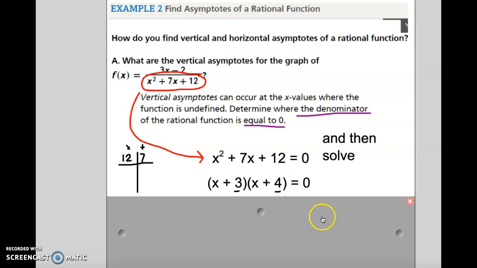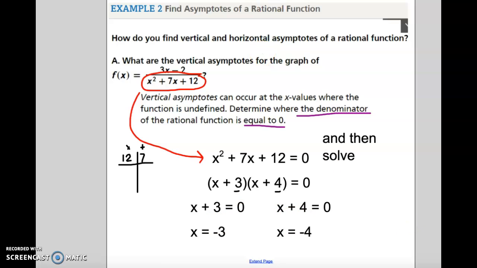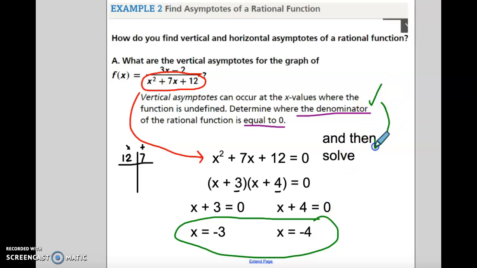And then that last property we have to use is called the zero product property. That's how I solve for each of these x's. It tells me I need to set them both equal to 0 and then solve each of these separately for x. So how do I get this x alone? I subtract 3. And how do I get this x alone? I subtract 4. Here are my vertical asymptotes. And that's all we have to do. How do we find vertical asymptotes? Set the denominator equal to 0 and solve.